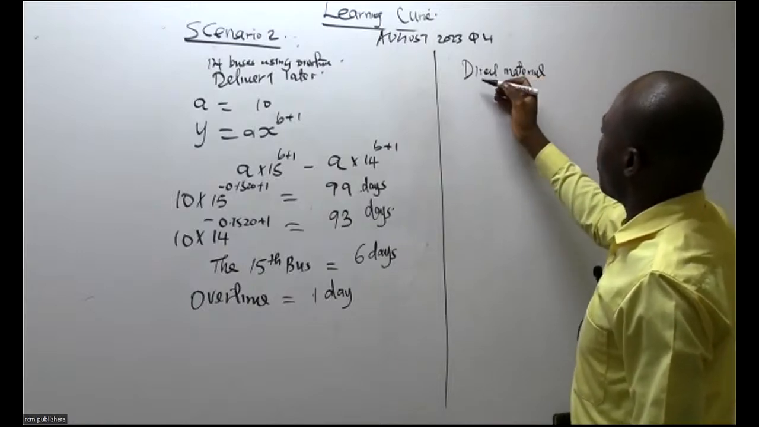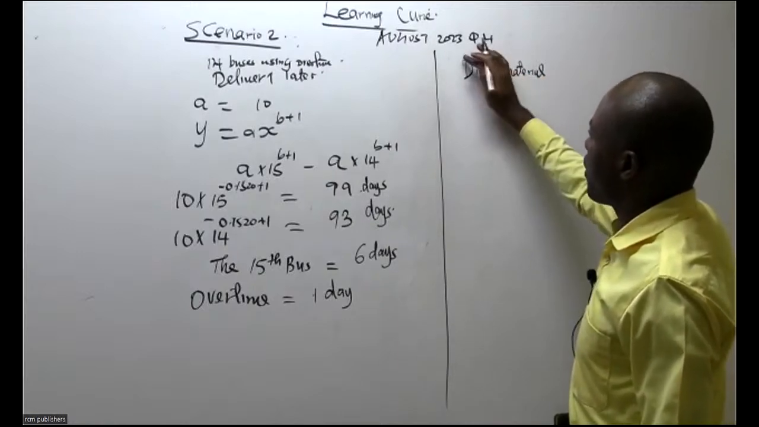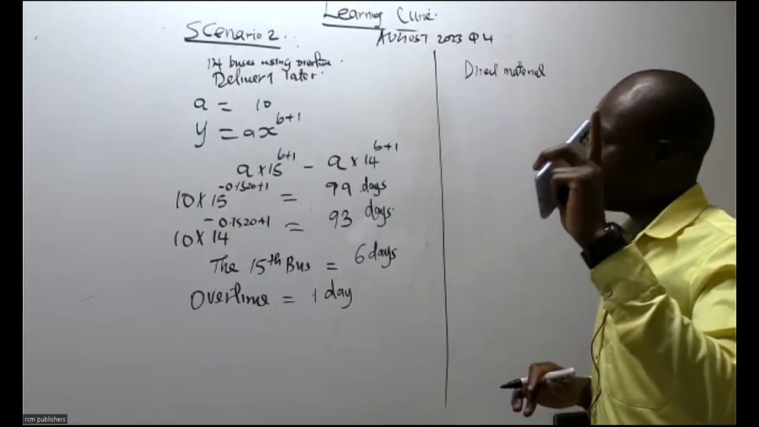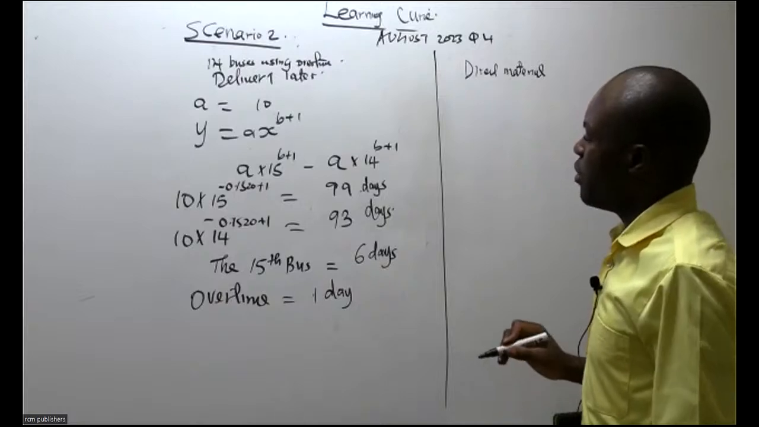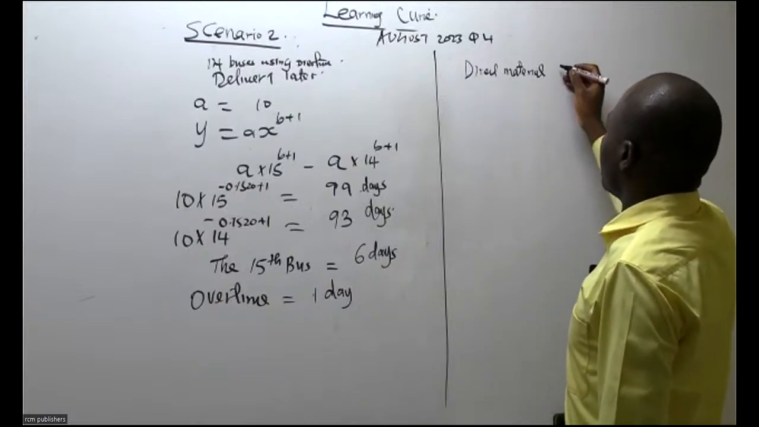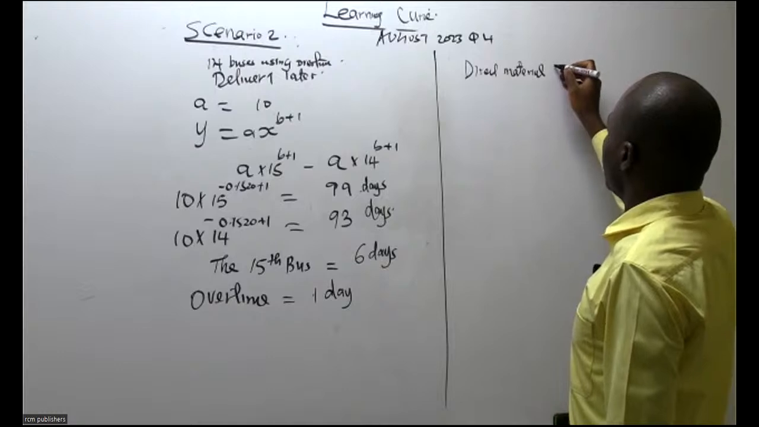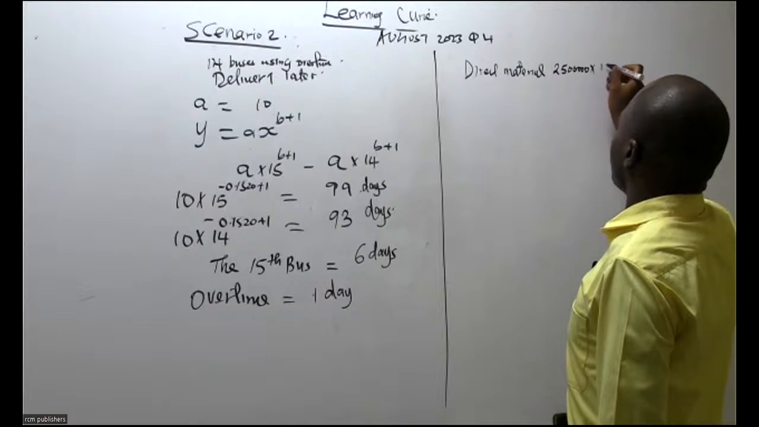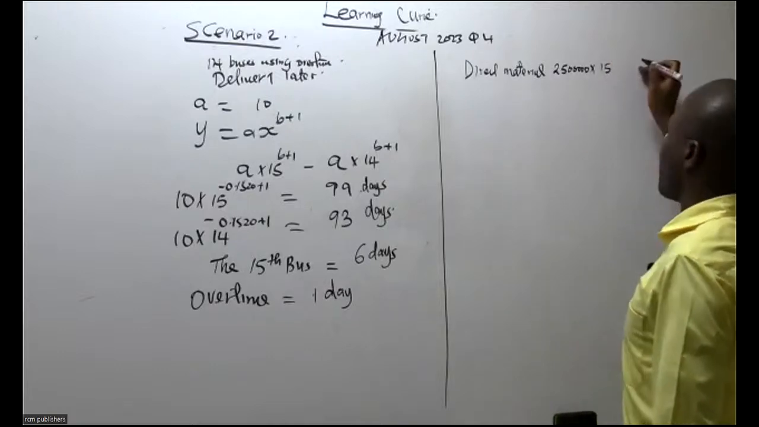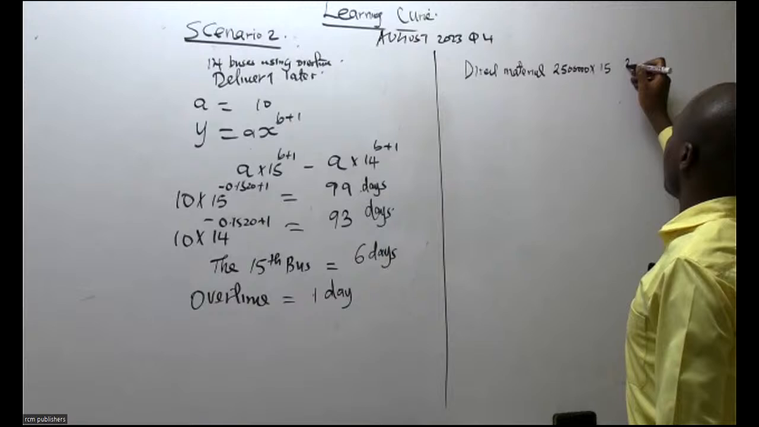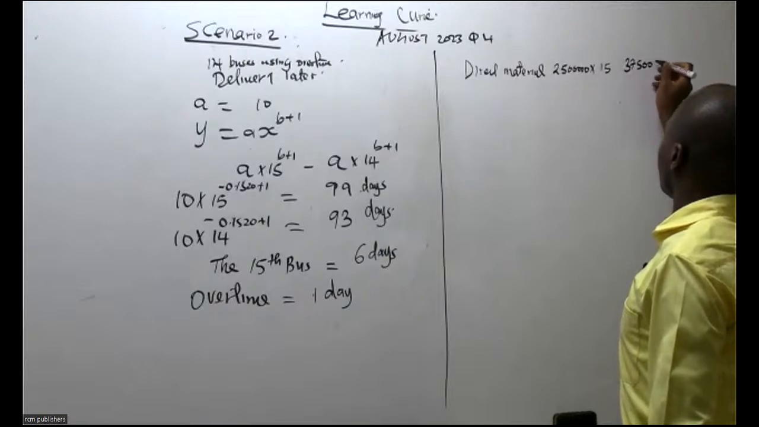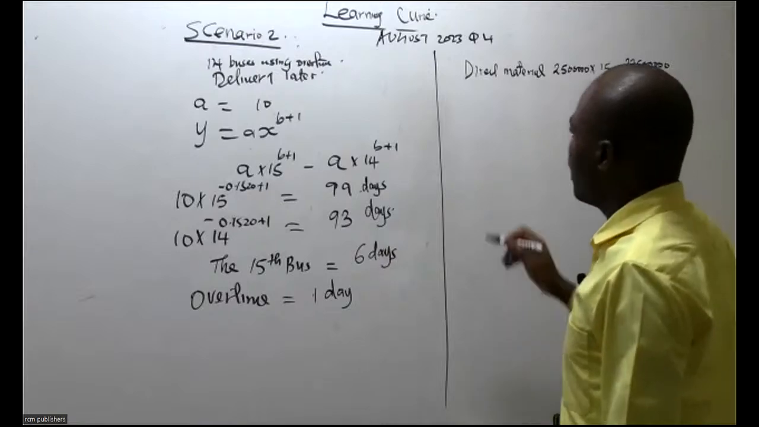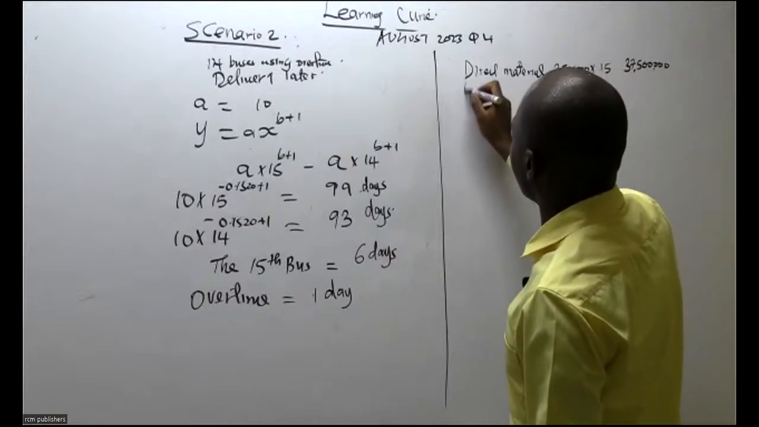So direct material which we require here, remember we are still going to produce the 15 buses. Direct material which you are going to purchase will still be the same. So I need 2,500,000 by 15 buses. How much will that be? Was it 37,500?